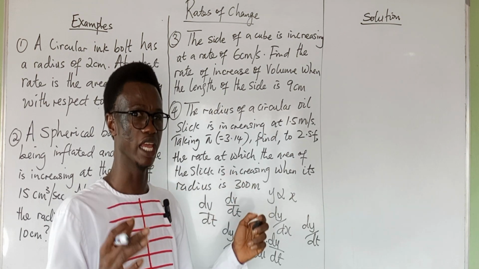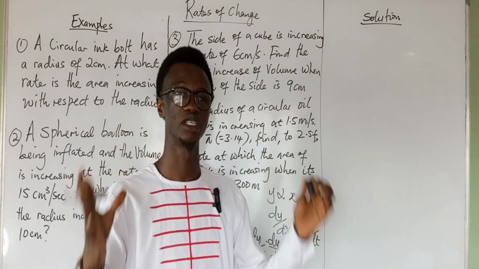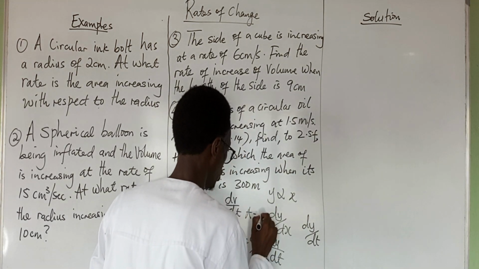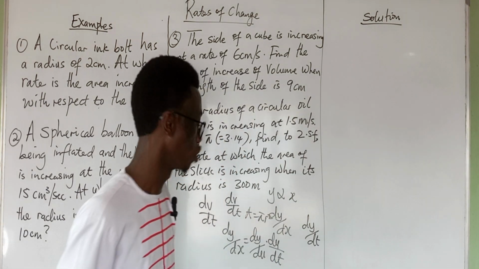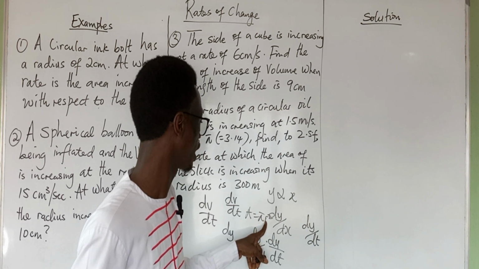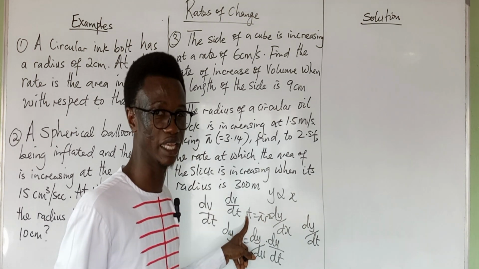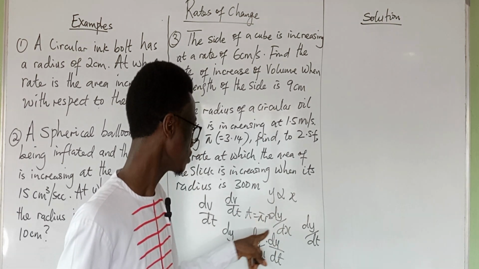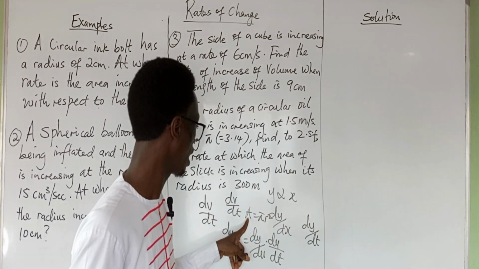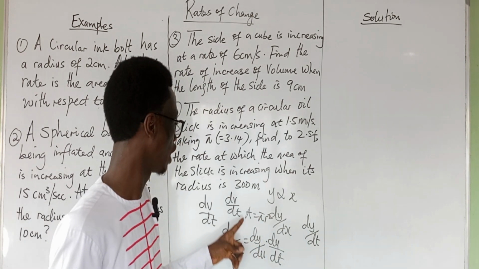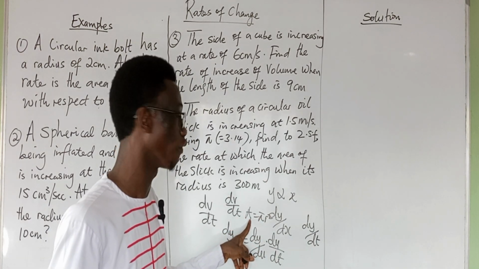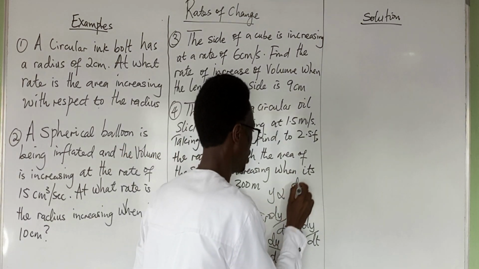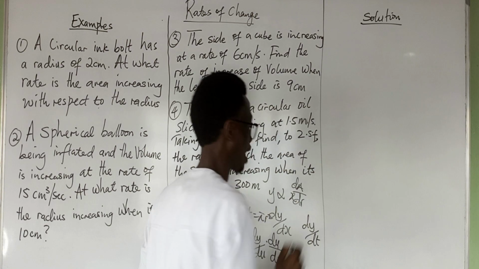Okay, so let's just say we are talking of the area of a circle. Area of a circle, we know, is A equals pi r squared. So we know there is a relationship between the radius and the area, and that connects them together, which is A equals pi r squared. So if there is any rate of change of A, the area, with respect to the radius, that means it's going to be dA over dr.